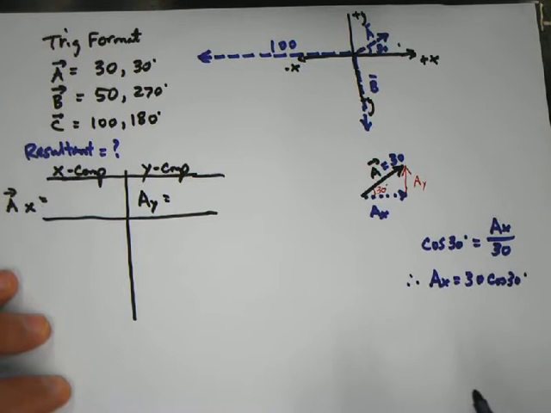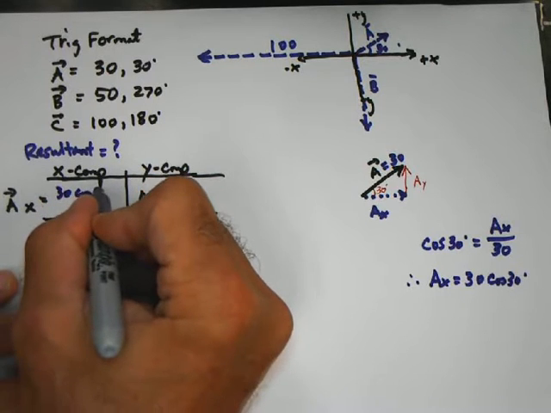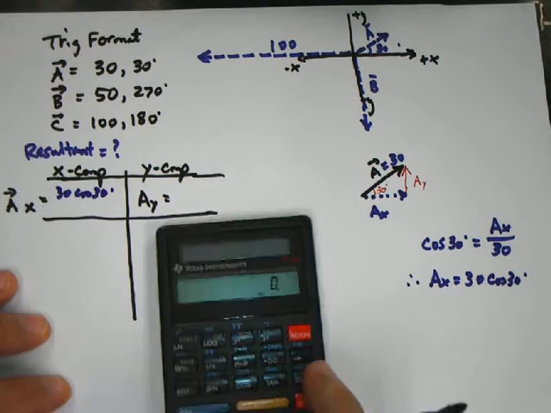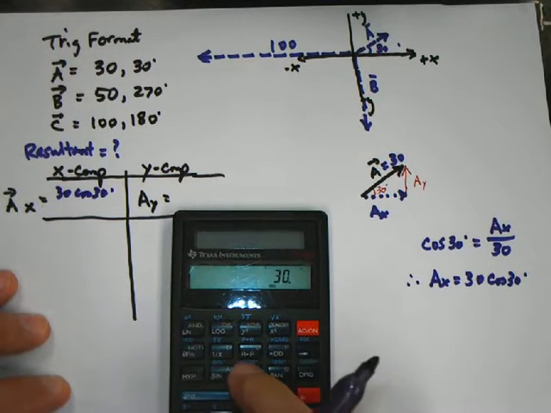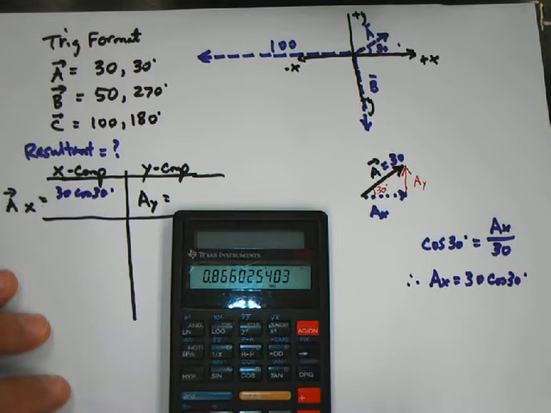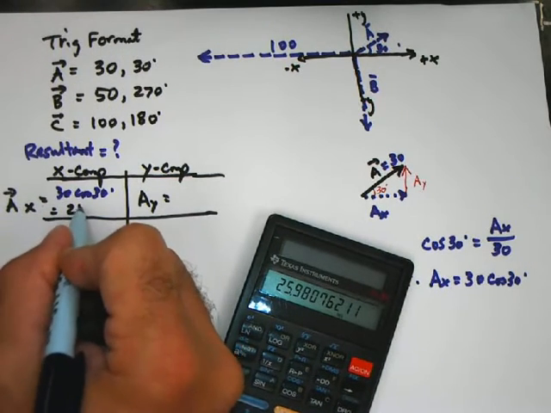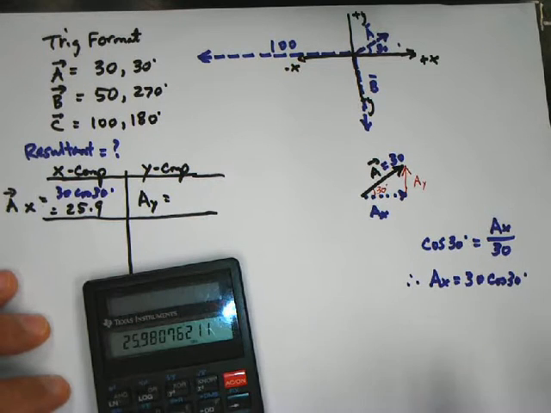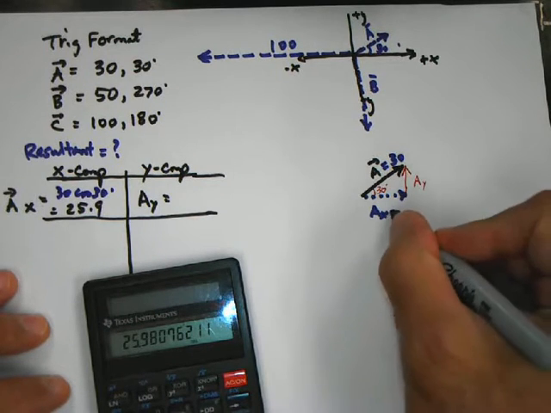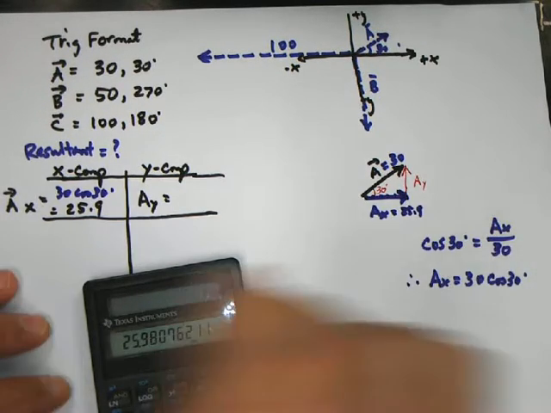So we can just put that right here: 30 times the cosine of 30 degrees. And if I just want to calculate that out, I'll find cosine of 30 and then multiply it by 30 meters per second, and we get 25.9. So that's equal to 25.9 for the horizontal component. So this would be 25.9 here. Okay, now let's find the vertical component, A sub y.